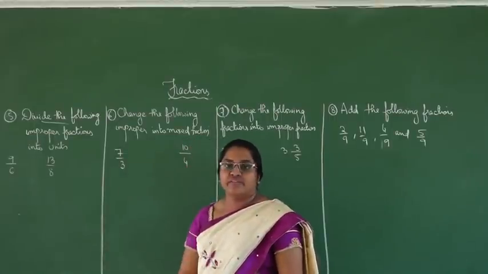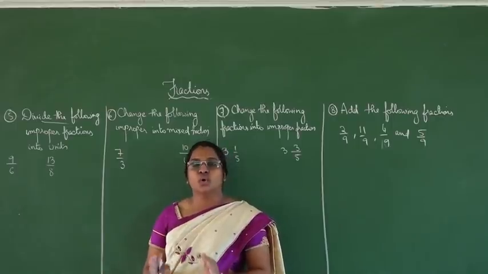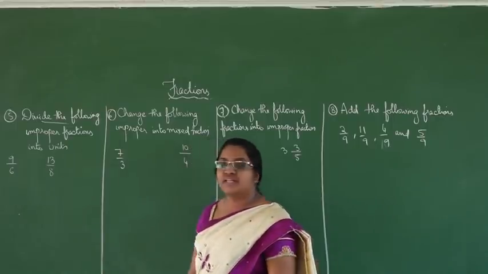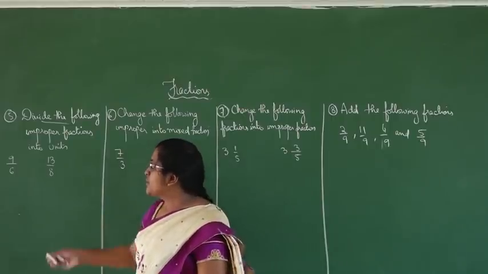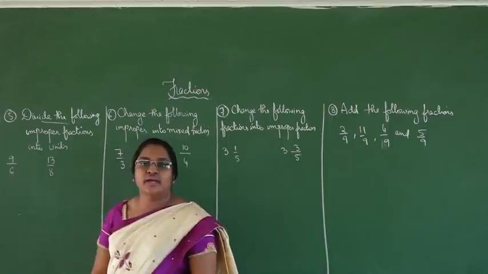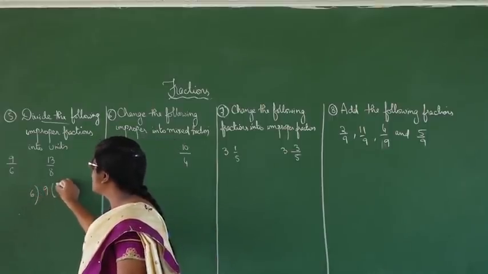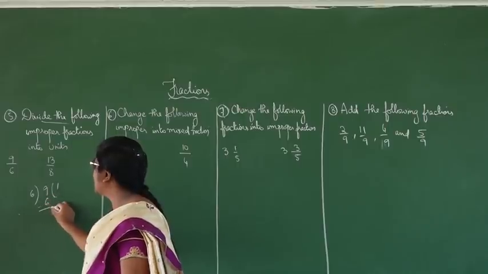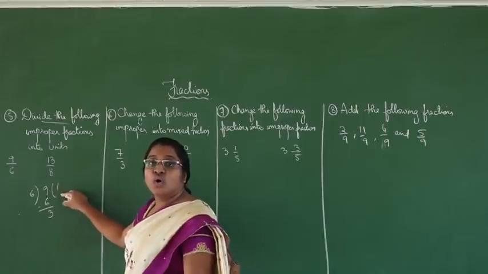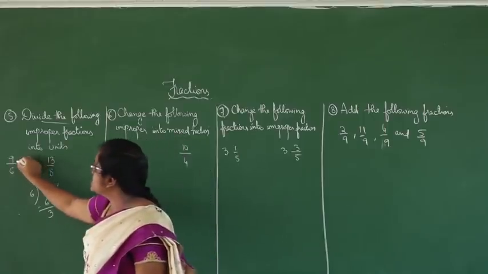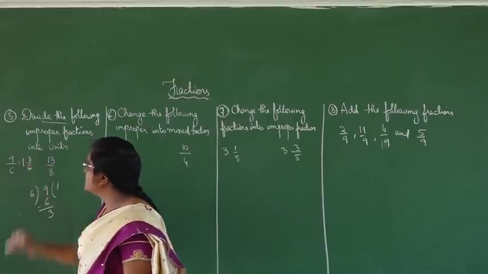Now, model 5. Divide the following improper fraction into unit or whole part. We have to divide like that. First fraction is 9 by 6. 9 should be divided by 6. If you divide that, 6 ones are 6 and 3 is the remaining. So the quotient is the whole part. That is, this is 1, 3 by 6.